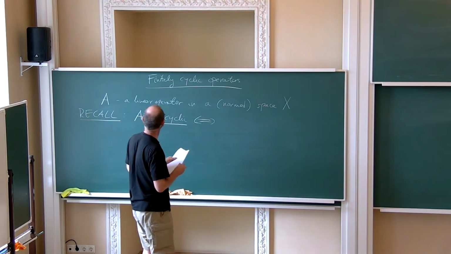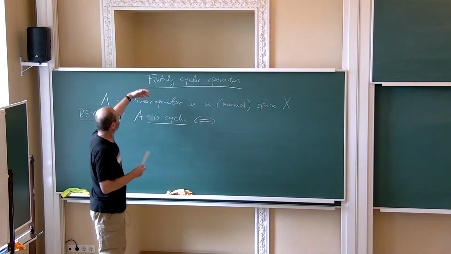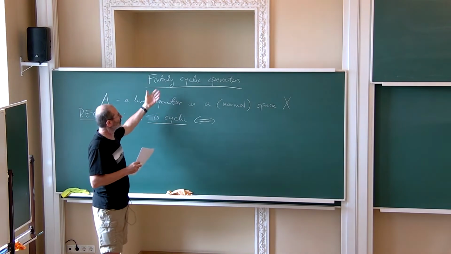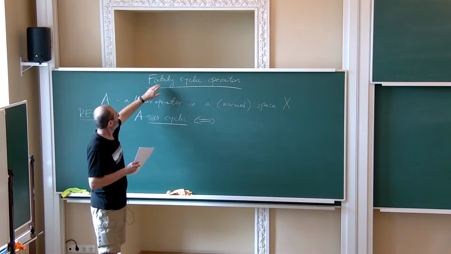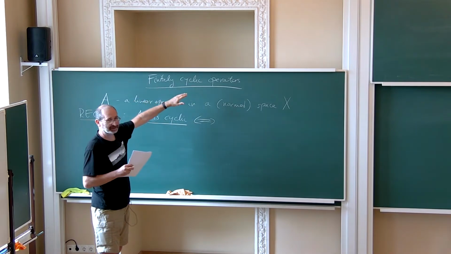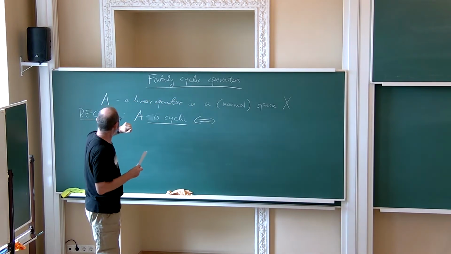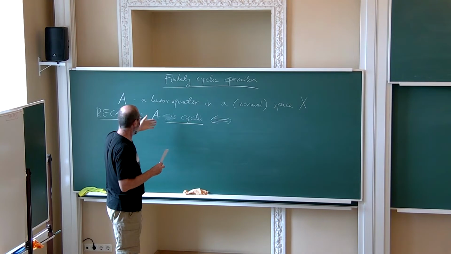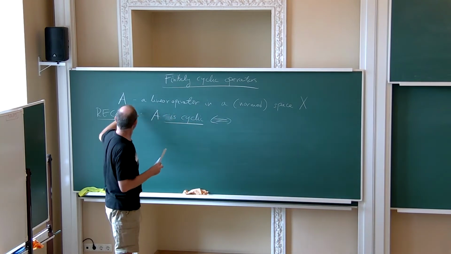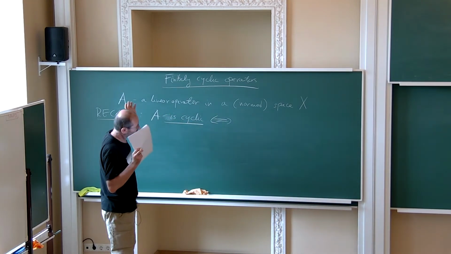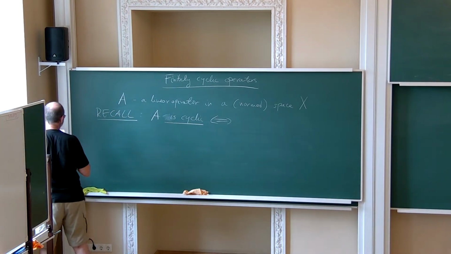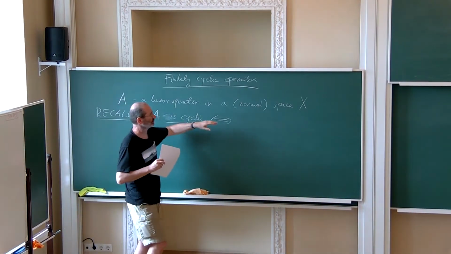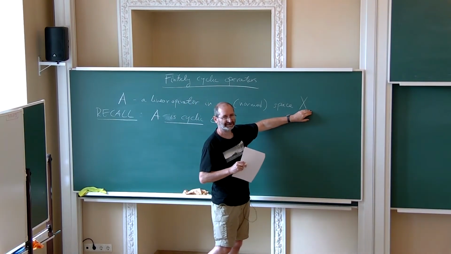So now I will give the full definition of our main object, we can say, finitely cyclic operator. And first let me recall what was a cyclic operator. So we consider now, this is quite an abstract situation, but of course we will be soon in the Hilbert space.